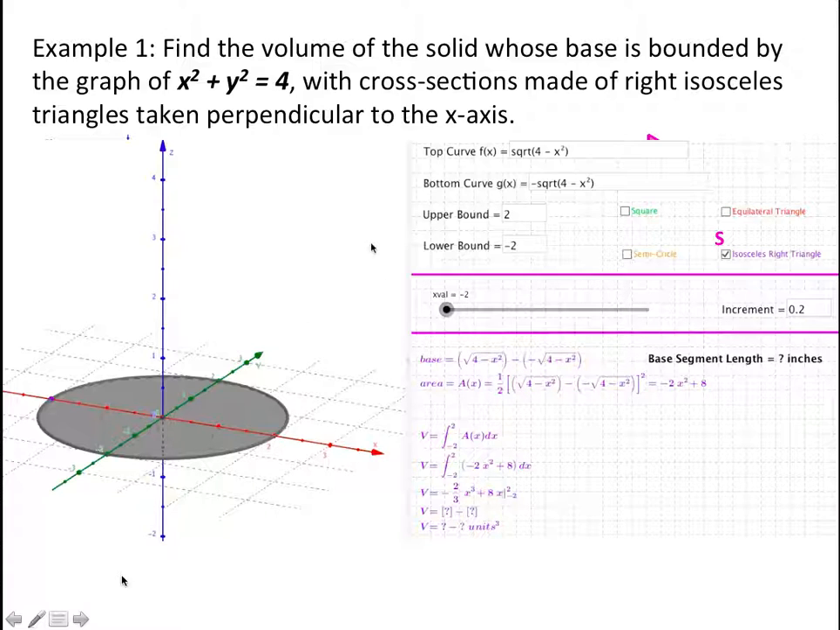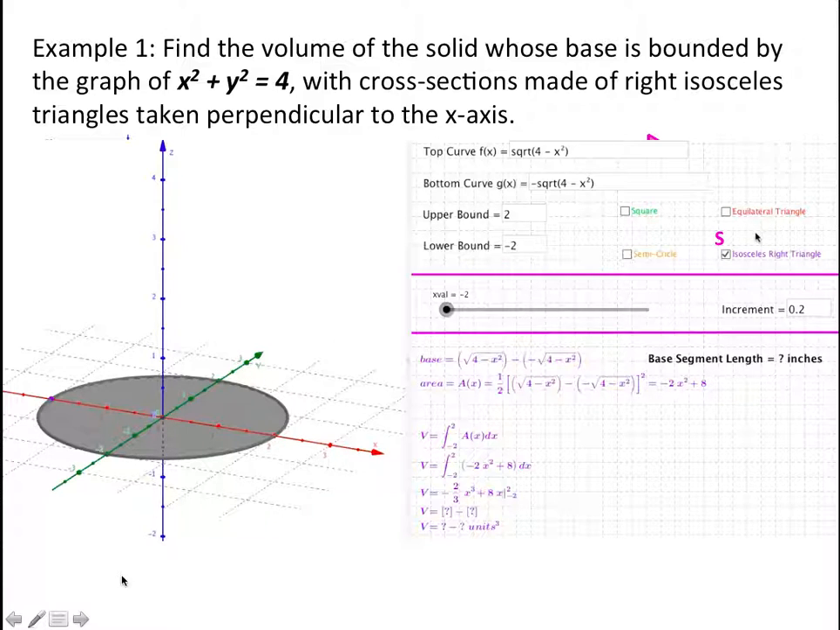Since the circle isn't a function, we have to enter the top half of the circle as the positive square root, and the bottom half of the circle as the negative square root to get that entire shape. And so we're looking at a radius of 2 centered at 0, 0. So this is x squared plus y squared equals 4.